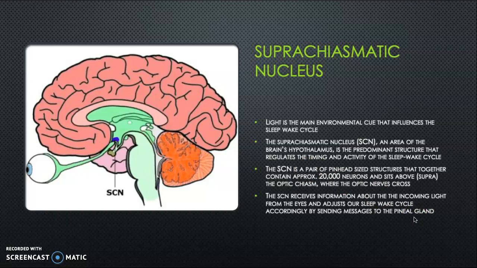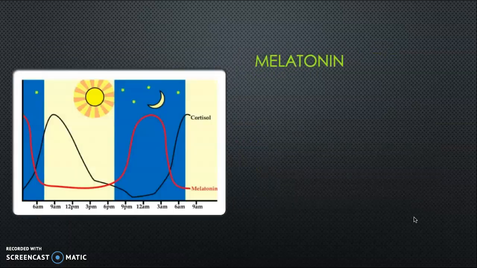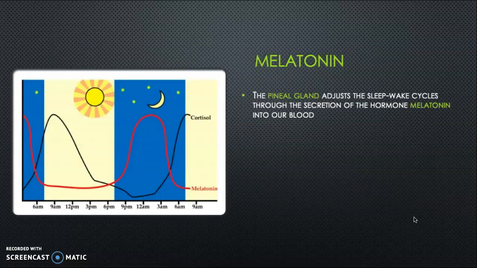So the suprachiasmatic nucleus is our predominant structure that regulates the timing and activity of our sleep-wake cycle. What it does is it gets information about the incoming light from the eyes, and that adjusts our sleep-wake cycle accordingly by sending messages to our pineal gland. Now, the pineal gland can adjust this sleep-wake cycle through the secretion of a hormone called melatonin that goes into our blood.